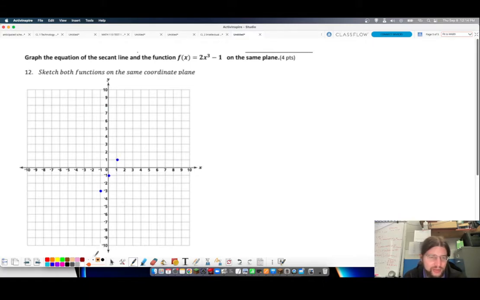Also, you have a graphing calculator you could use, right? Right. Yeah.